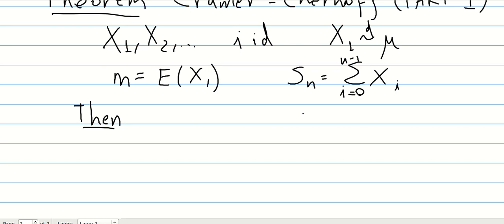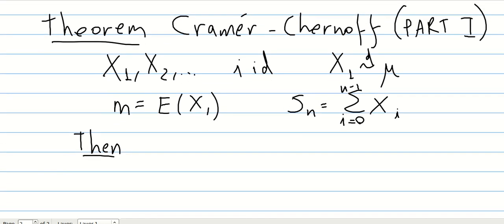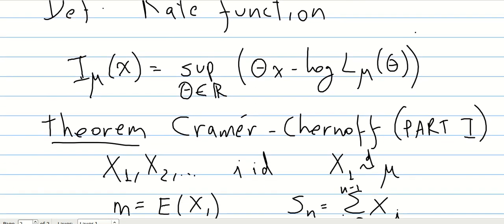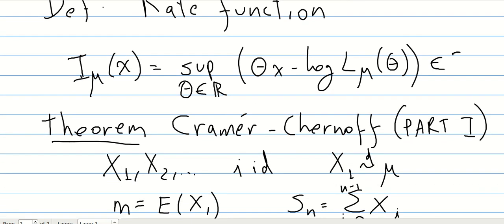by the way, let us observe that the Laplace transform is always defined if you think of it as something that belongs to 0 infinity. So it's the expectation of an exponential. So it's always well defined, although it could be infinite. And also the rate function is always well defined, or it could be infinity as well. And it could be 0.